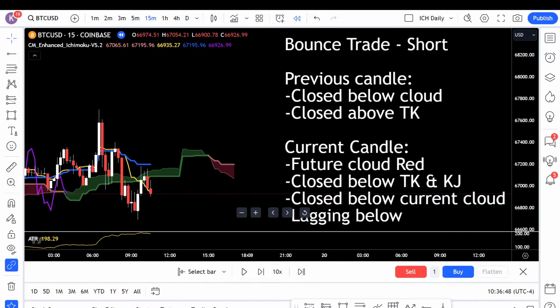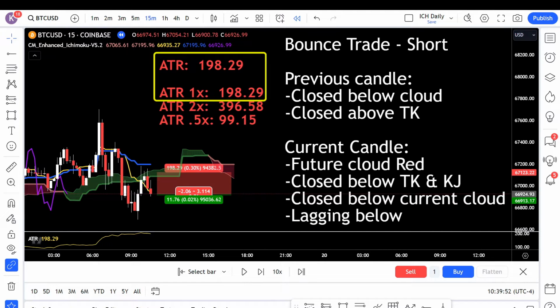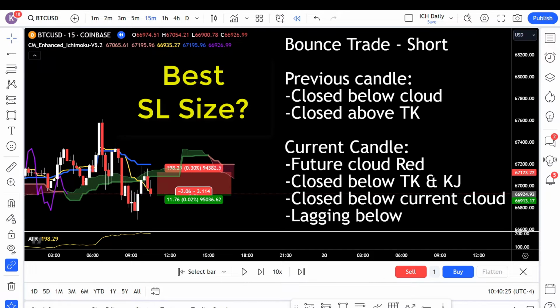This is where the ATR comes in. We see we have a current value of 198.29, and this is what we use as a stop loss. Since the ATR is 198 and our stop is 198, this would be a stop of 1 ATR. But we're not restricted to only using one ATR. So for example, if we wanted to use a stop of 2 ATR, our stop would be about $400. And if we wanted to use a stop of 0.5, we'd use a stop of about 100. Later on in the video, we'll go over the difference and show you what's the best stop to use.